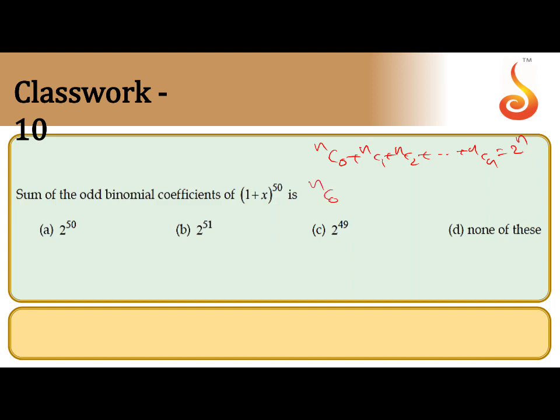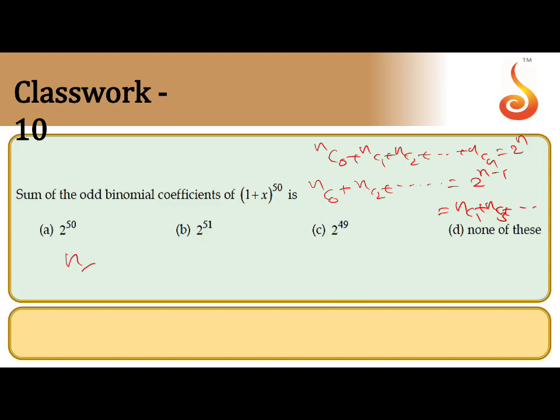Next, the sum of the odd coefficients, meaning nC0, nC2. This value is equal to 2 raised to the power n minus 1, which is also equal to the sum of the even binomial coefficients. These are formulas you have to memorize. Sum of all coefficients is 2 power n. Sum of only odd coefficients, or sum of even coefficients, is 2 power n minus 1.